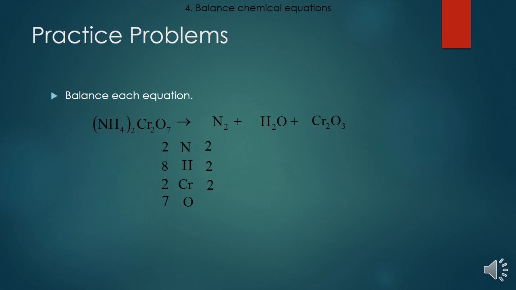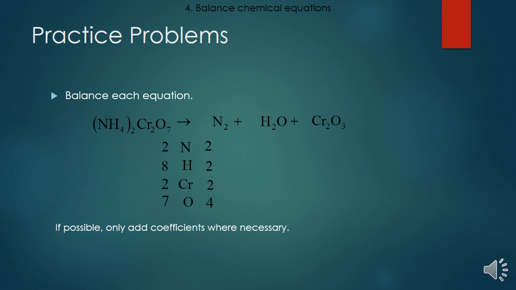We have 7 oxygen atoms on the left. And then we have 4 on the right. Notice here, like we saw in the previous example, oxygen appears in more than one place. We have 1 oxygen atom in the water plus the 3 in the Cr2O3 for a total of 4.